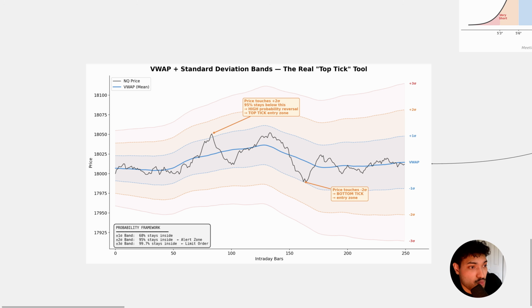The 1 band is going to show you 1 deviation from the mean, 2 bands are going to show you 2 deviations from the mean, and then 3 is going to show you, well, 3. And now you actually have something that fib levels can never give you: real probability.